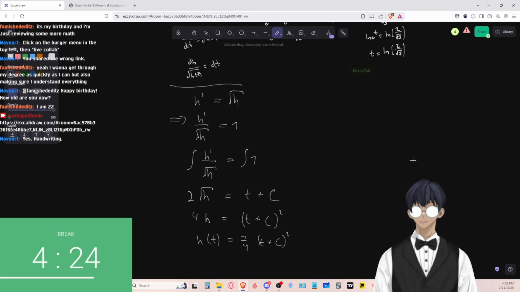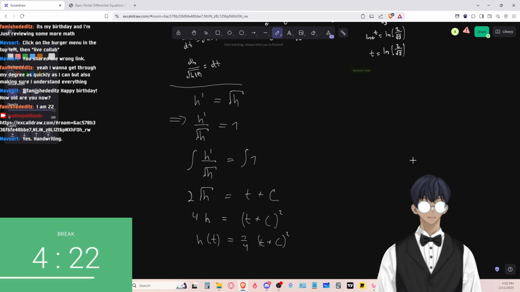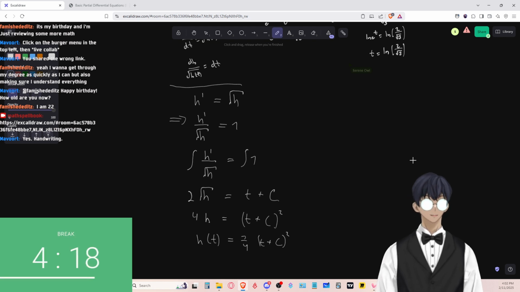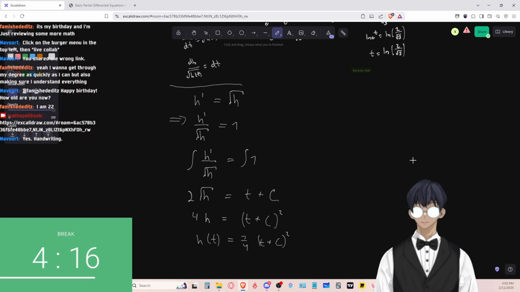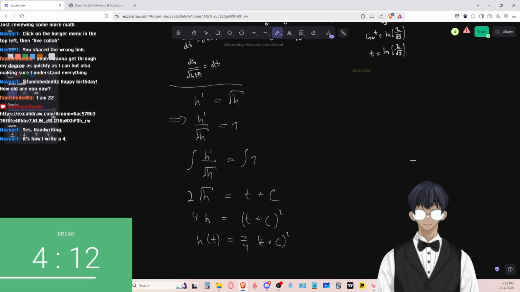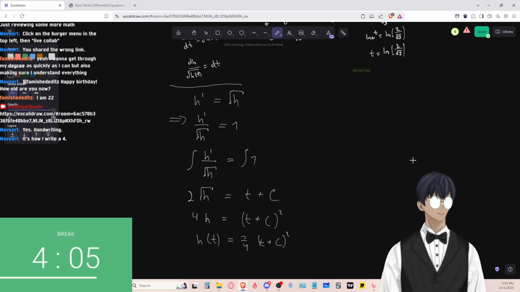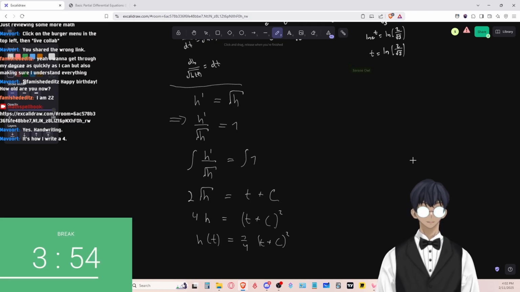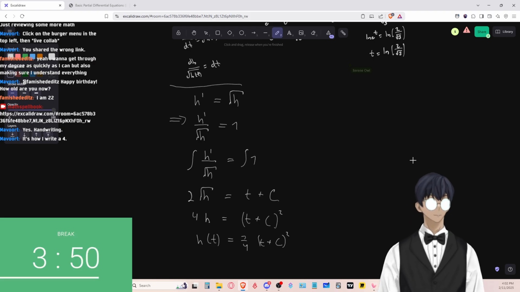I think when you wrote h of t, that's when I was confused, because it feels like it's a function rather than just h. But when you wrote it with h, it actually makes more sense. Yeah, I see. Oh no, I was able to see the 4. It's just that when I saw the 1 over 4, it looked like the 1 was a 7. That's why I asked.